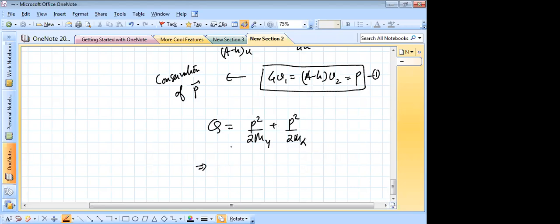तो अभी क्या दिया हुआ है मुझे? Kinetic energy of alpha particle दिया और Q value दिया. हाँ, is equal to P square by 2 times, इसको मैं क्या लिखूंगा? A minus 4 in atomic mass units, okay, plus P square by 2 times 4 atomic mass units. So ये जो kinetic energy है, kinetic energy of the daughter nucleus plus kinetic energy of the alpha particle, इनका ratio मिल जाएगा मुझे in terms of this thing.